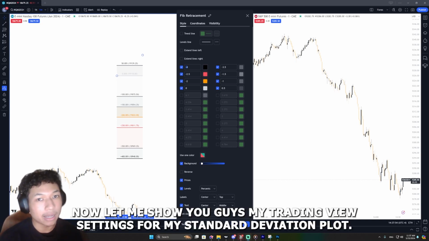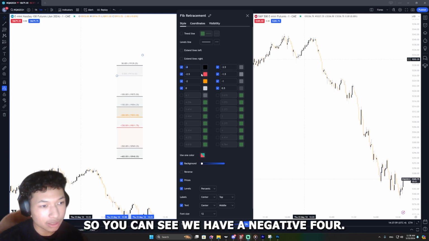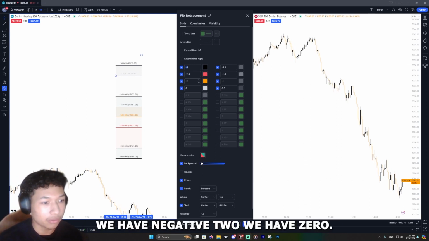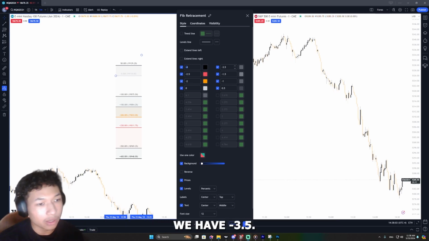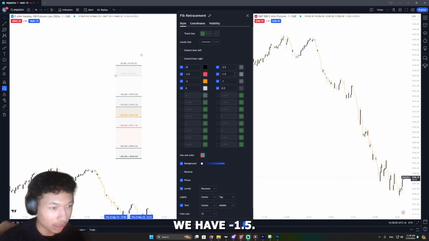Now let me show you guys my TradingView settings for my standard deviation plot. So you can see we have a -4, we have -2.5, we have -2, we have 0, we have -3.5, we have -1.5, we have -1, and we have 0.5.